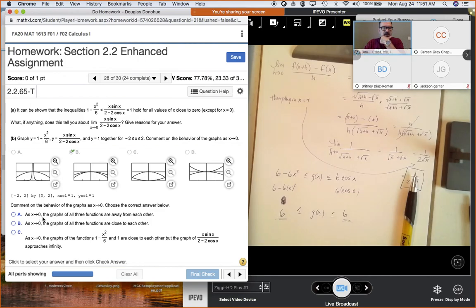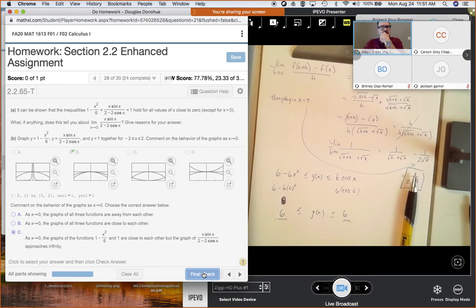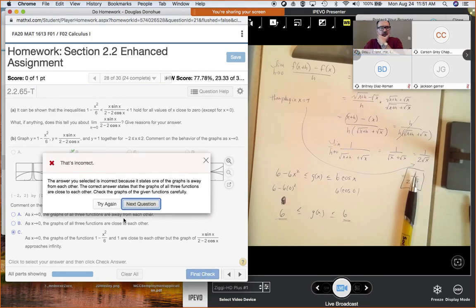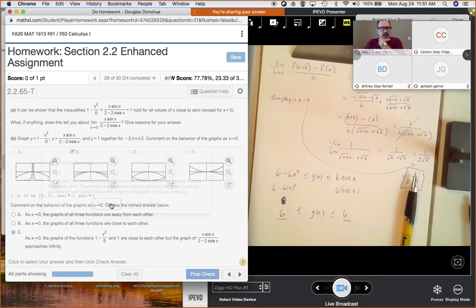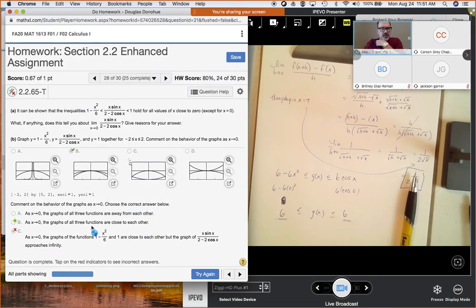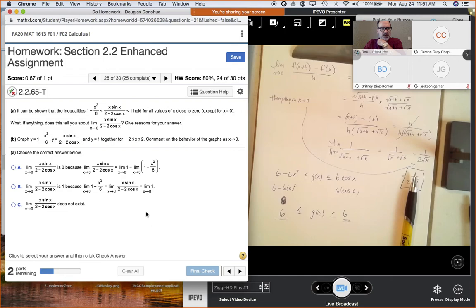As x approaches 0, all three graphs become 1, so that seems like C is the better answer. Well, apparently not. Maybe I didn't read it all the way. Okay, B was the better answer.